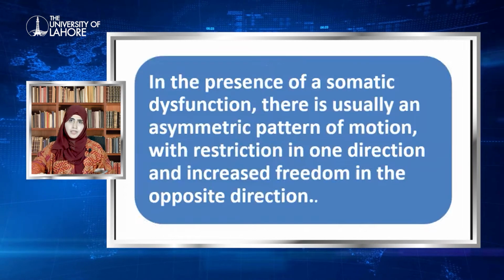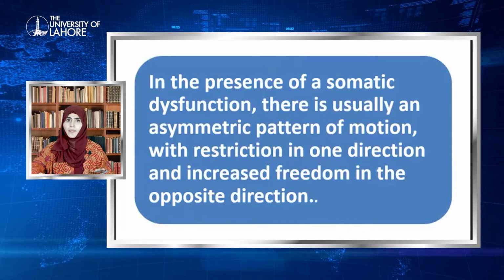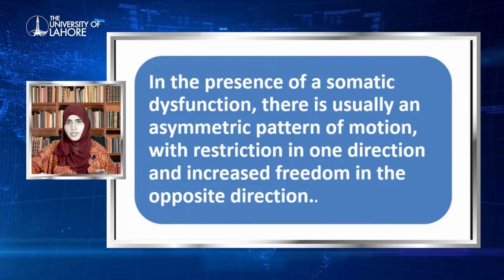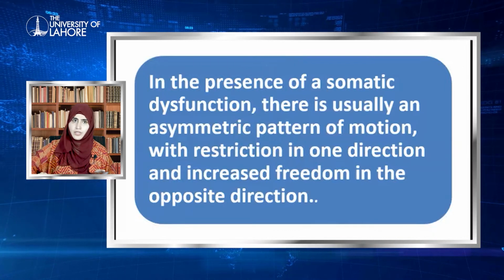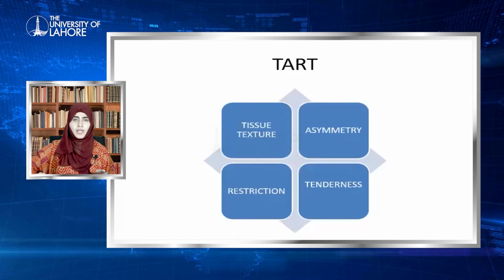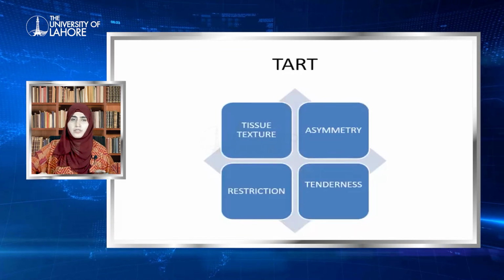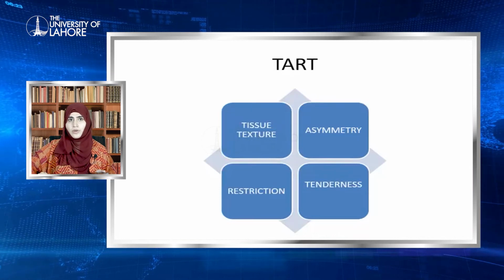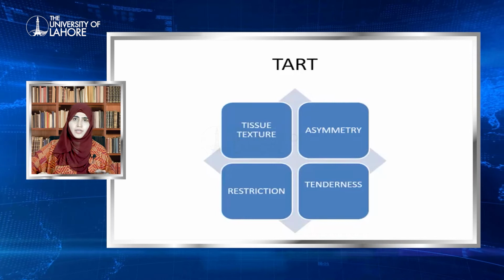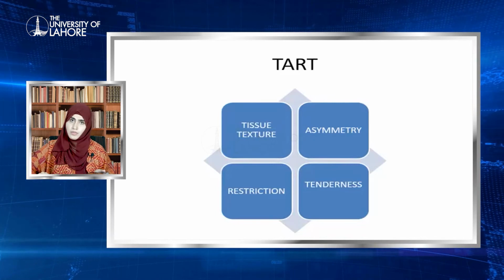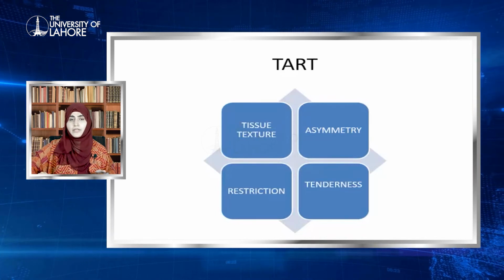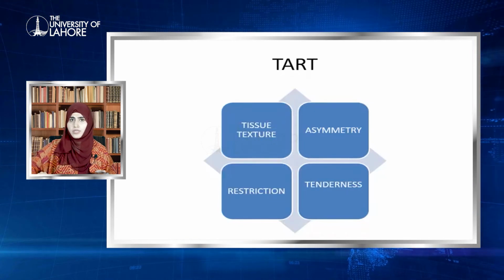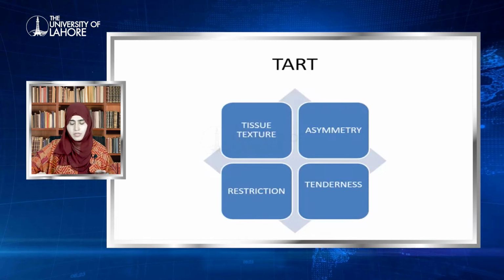The presence of somatic dysfunction is usually asymmetric in pattern. It restricts the motion in one direction and allows the motion in the other direction. We use the term TART to describe a somatic dysfunction. TART stands for change in tissue texture, which we'll discuss later, asymmetry in muscles, restriction in movement and barriers, and we also discuss the tenderness of the muscle fibers.